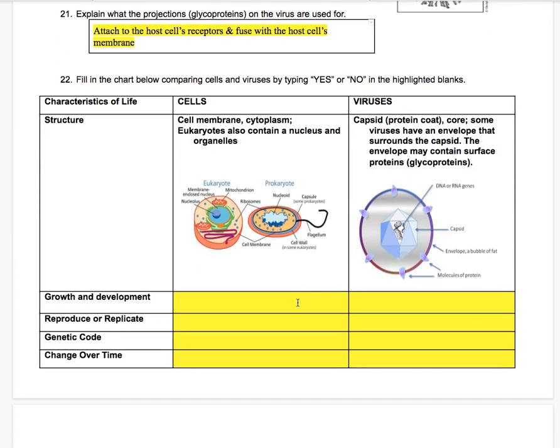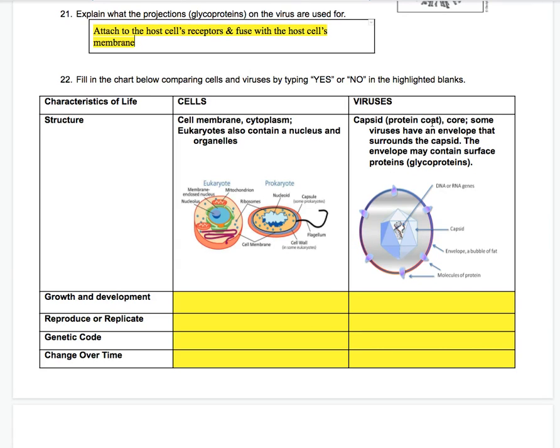Number 22, we're going to fill in the chart below comparing cells and viruses by typing yes or no in the highlighted blanks. So remember, cells can be eukaryotic or prokaryotic, animals or plants or bacteria, also fungi or protista. They do have cell membranes. They do have cytoplasm. Eukaryotics also contain a nucleus that surrounds their DNA, but bacteria does not. That's the one thing bacteria has in common with the virus. It doesn't have a nucleus.